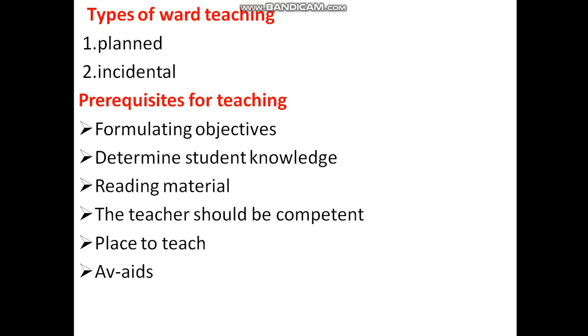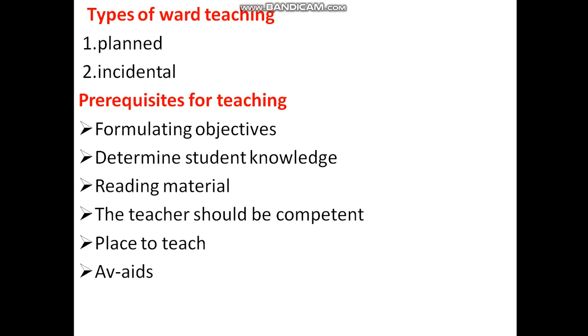There are two types of objectives, teacher objectives and student objectives. The teacher objectives should be clearly stated in terms of understanding, attitudes and skills. The student objectives are formulated in terms of knowledge, attitude and skill. Second one is determine student knowledge. The ward teaching should be according to the student knowledge.